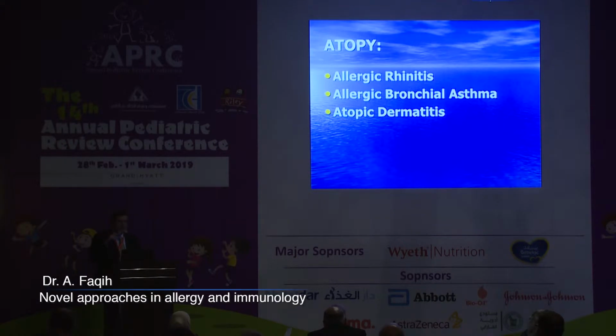Before we go ahead to talk about new approaches in atopic diseases, I just want to talk a little bit about some of the immune stuff, so you can understand how this medication will be working. First of all, how do you define atopy? It's a combination of three main illnesses or diseases: allergic rhinitis, allergic bronchial asthma, and atopic dermatitis.